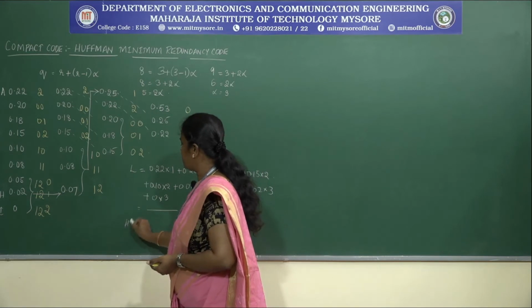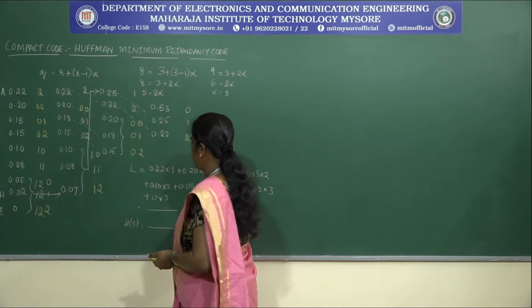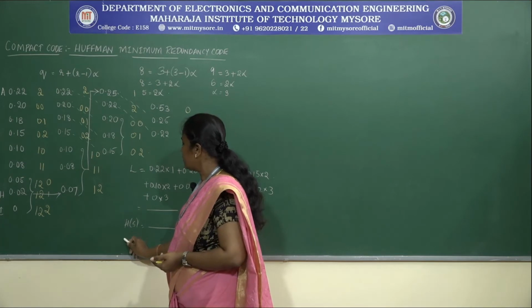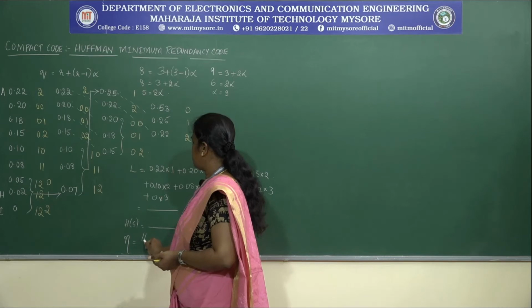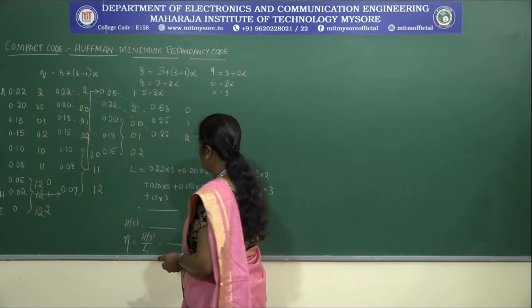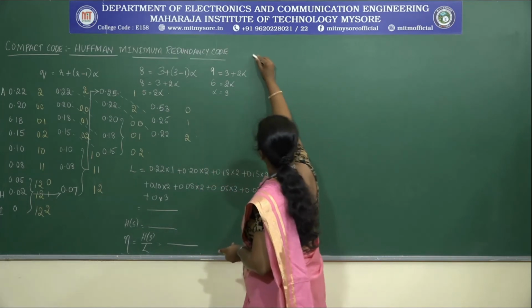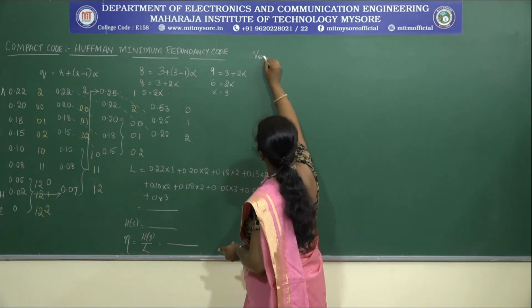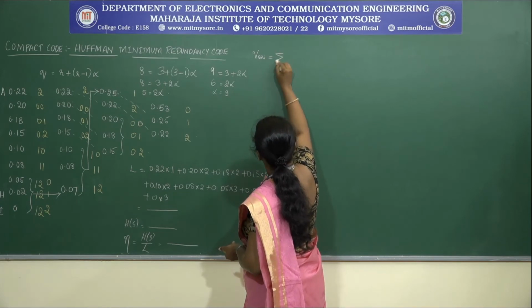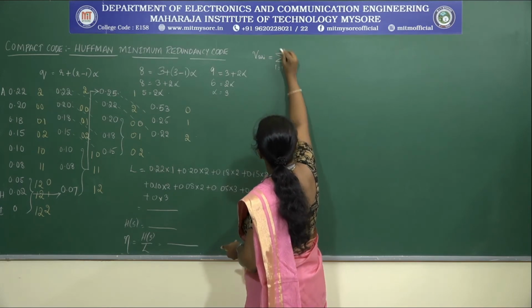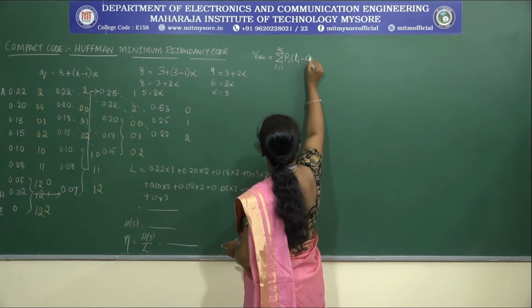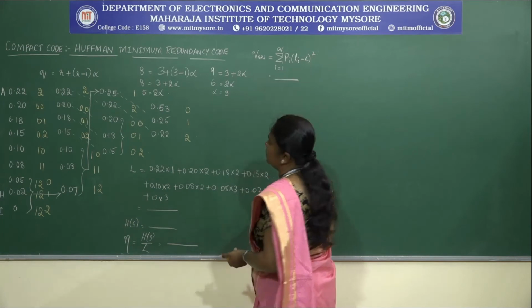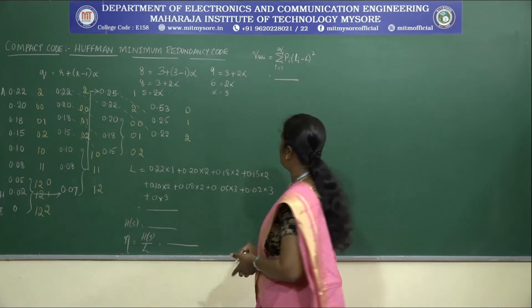Then we need to find H of S. Then you need to find the efficiency. Efficiency is equal to H of S divided by L. Calculate that. You also need to calculate the variance. Variance is equal to the summation of i equal to 1 to Q of Pi into (Li minus L) the whole squared. Calculate this one. Variance doesn't have any unit.